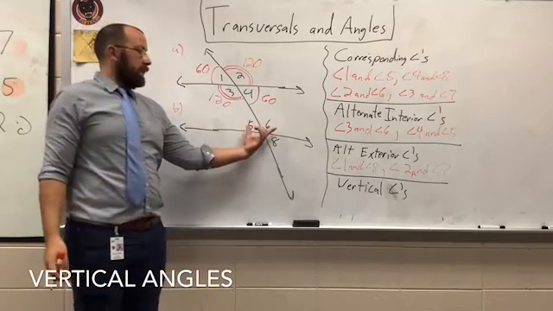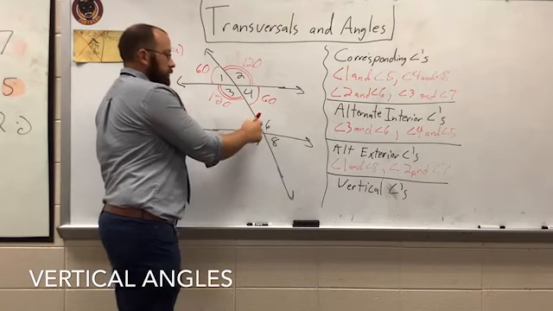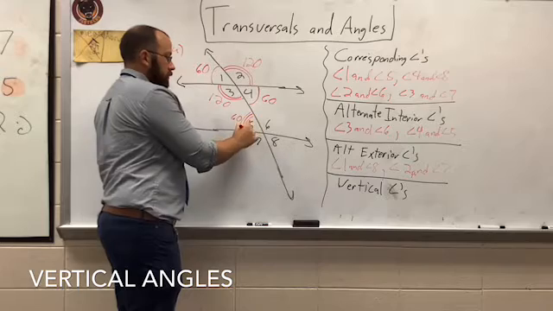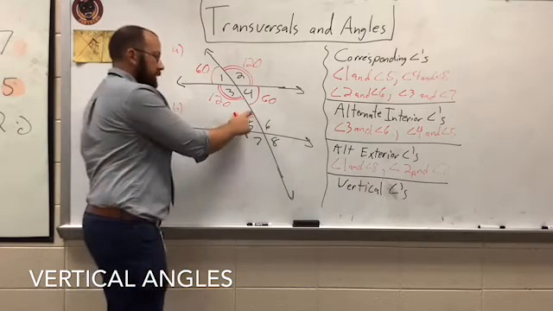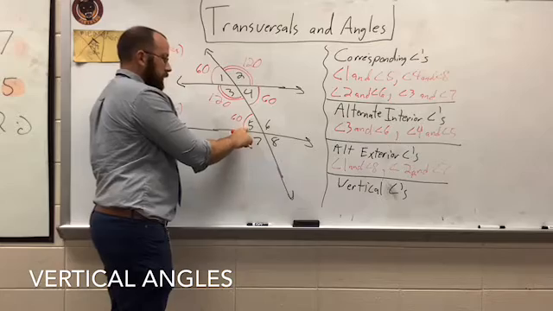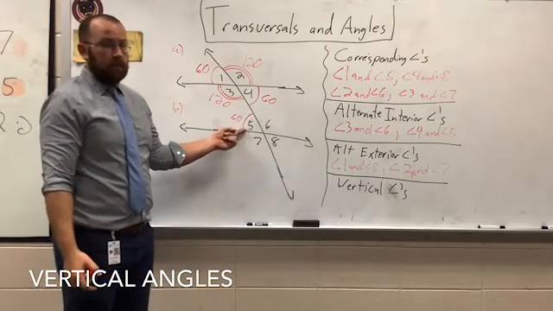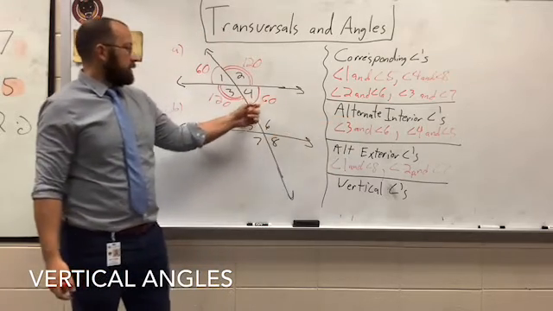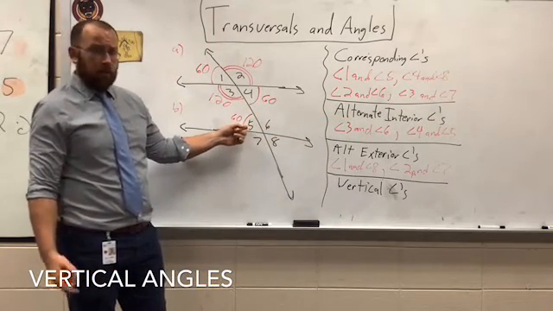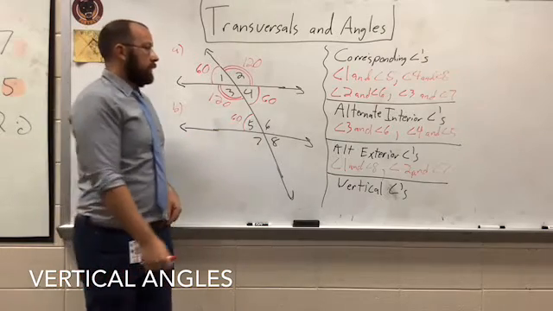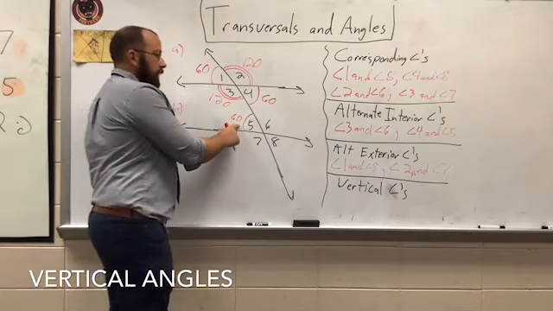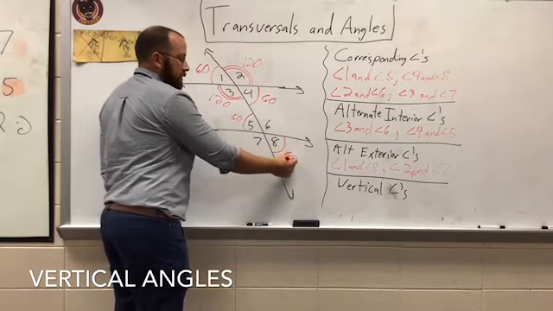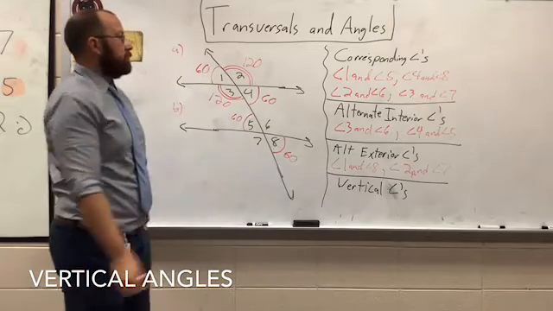Now we have a whole other set down here. So if 5 is 60. Now let's see if you're paying attention here. How did I know 5 is 60? 5 is 60 because of alternate interior angles. That means this and this have to be congruent, correct? Yes. So if I know this is 60, by vertical angles, what is 8? 60. And we'll do the same thing again.